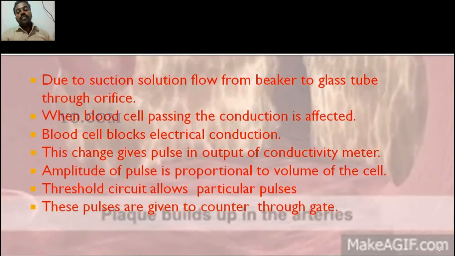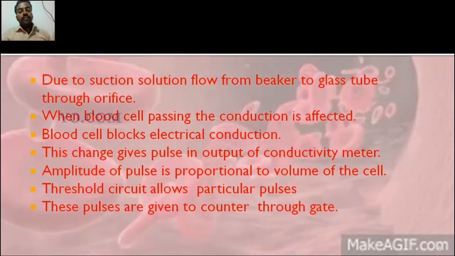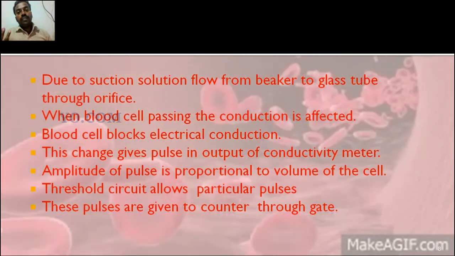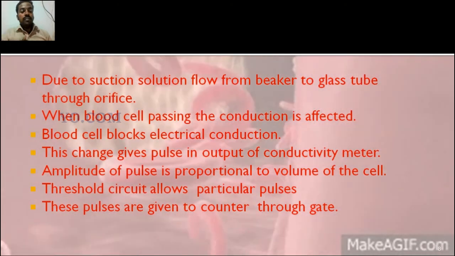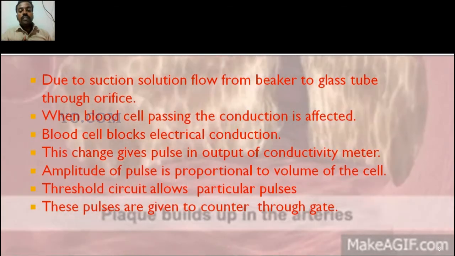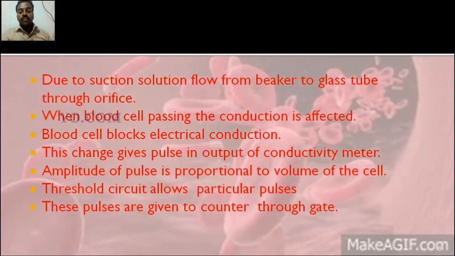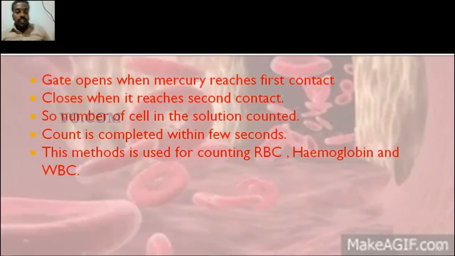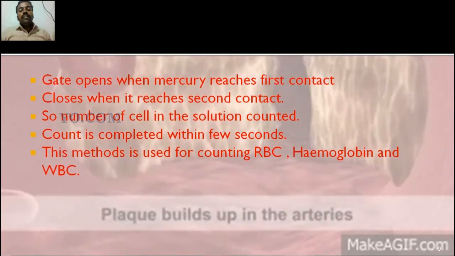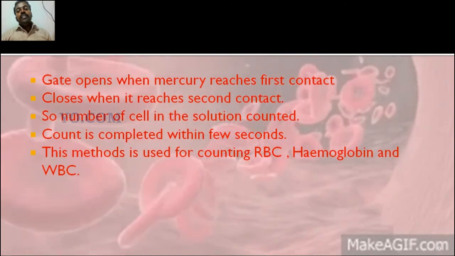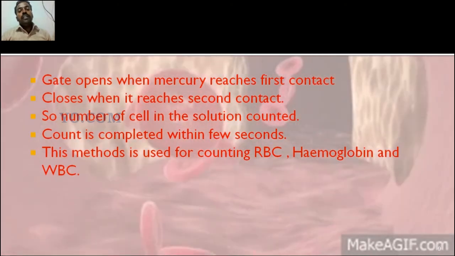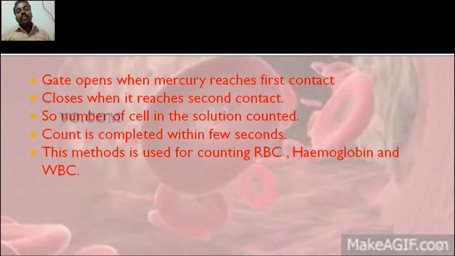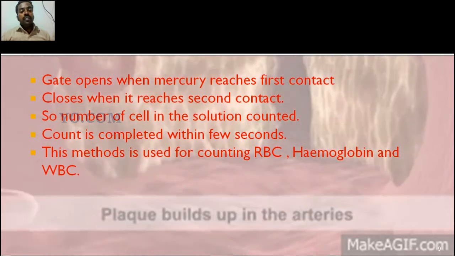The threshold circuit allows some particular pulses to the next stage. It blocks lower peak pulses. These pulses are given to the counter through the gate. The gate is used to switch the counter on and off, and it is controlled by the mercury tube. When the mercury reaches the first contact, the gate is open. Now the pulses flow to the counter, counting the pulses.